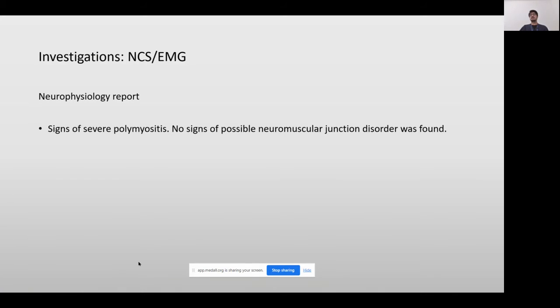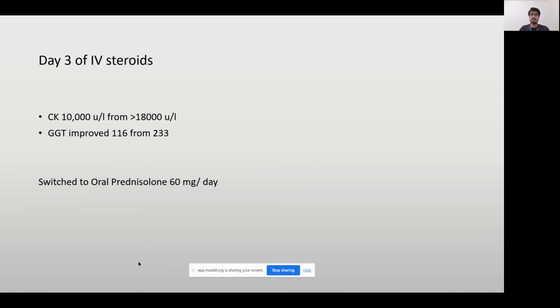Nerve conduction studies showed signs of severe polymyositis, but no signs of a possible neuromuscular junction disorder. We were quite convinced that it could be severe polymyositis and we should be treating this patient accordingly. On day 3 of intravenous steroids, his CK started improving from 18,000 to 10,000. Gamma GT also improved to 116 from 233. Since the symptoms were improving, we switched from intravenous steroids to oral steroids, and we thought we were going in the right direction in terms of diagnosis.